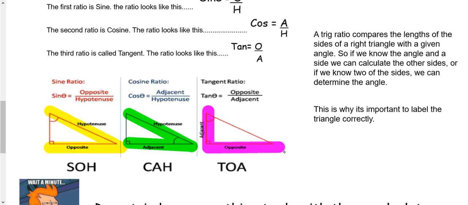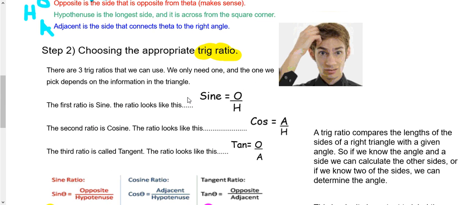So when we say a trig ratio, we're just basically saying what is it that we're going to compare from the diagram that we're given. That's why this guy looks so confusing, because he had never heard about it before, but now that he does, game on. There are three trig ratios that we can use, but we only need one, and the one we pick depends on the information in the triangle.